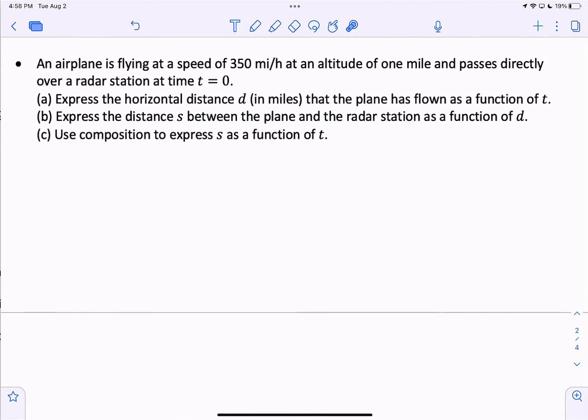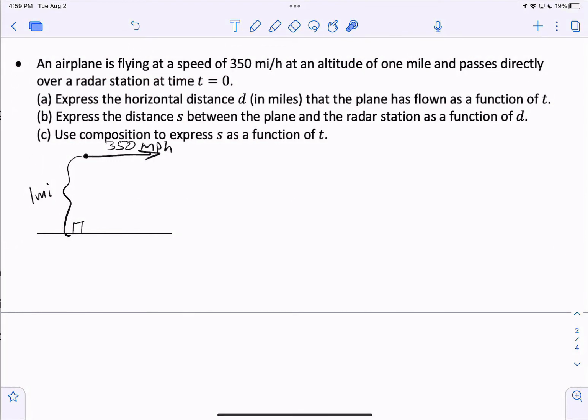Now we'll look at an application that involves a composition of functions. An airplane is flying at a speed of 350 miles an hour at an altitude of 1 mile and passes directly over a radar station at time t equals 0. So we've got a radar station and we've got a plane that passes 1 mile directly overhead, and I'll go ahead and assume it's 1 mile above the ground. It's not an assumption, an altitude of 1 mile. So 1 mile there, and the plane is flying at 350 miles per hour.